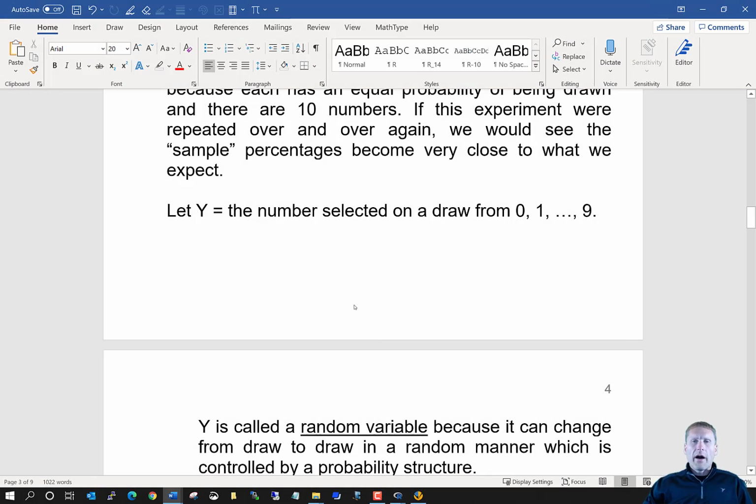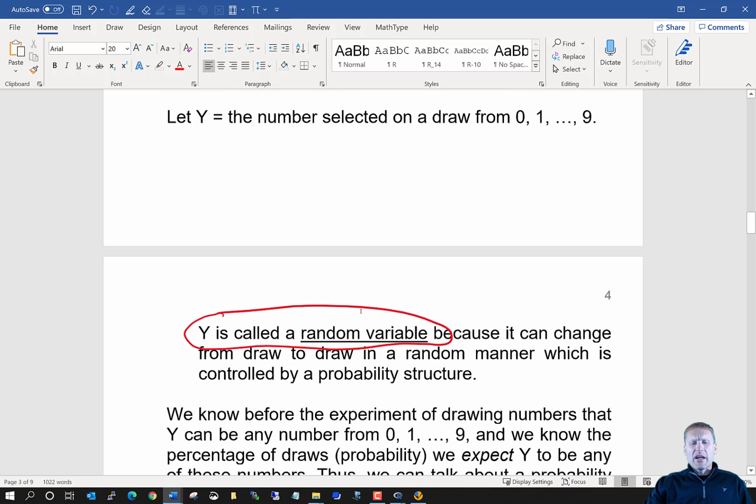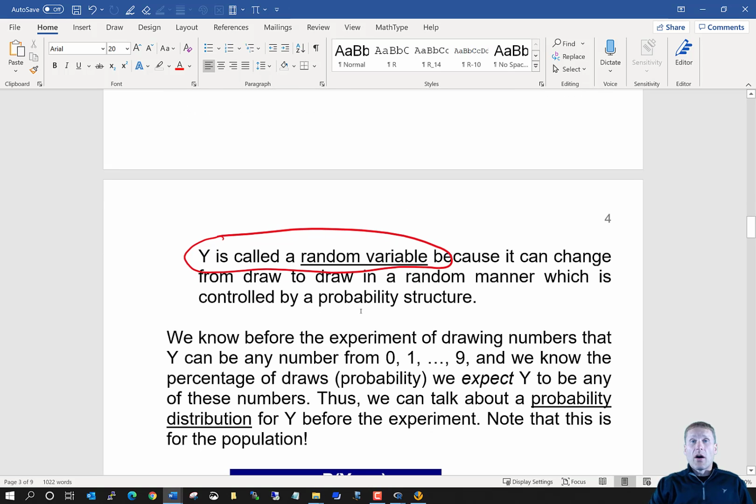We're going to let y denote the number selected on a draw from 0 to 9. Note that this is a capital Y. You'll see why that's important coming up. In statistics, we call something like y a random variable because it can change from, in this case, draw to draw in a random manner, which is controlled by a particular probability structure, such as I would expect 10% of the time to get zeros, 10% of the time I would expect to get 1s.